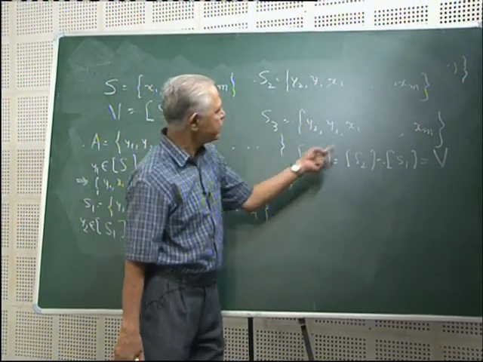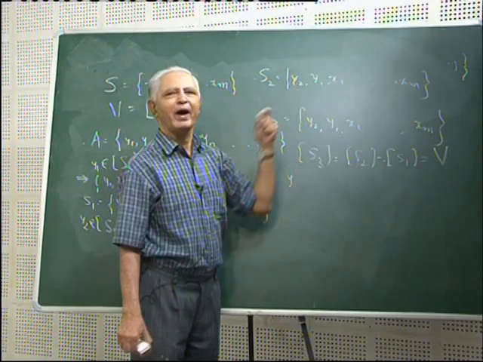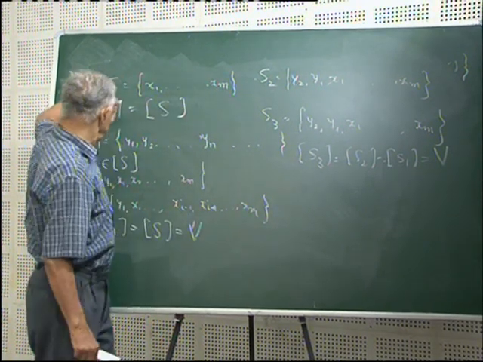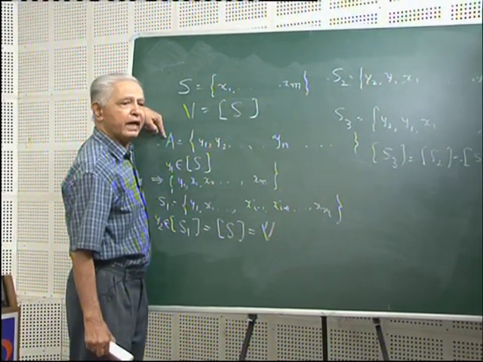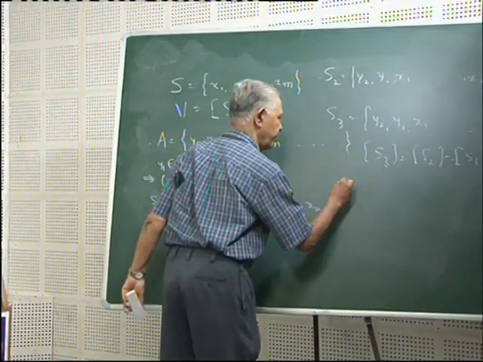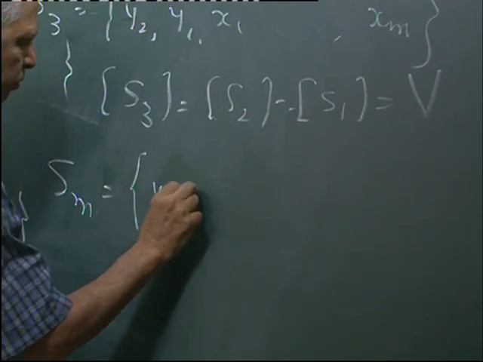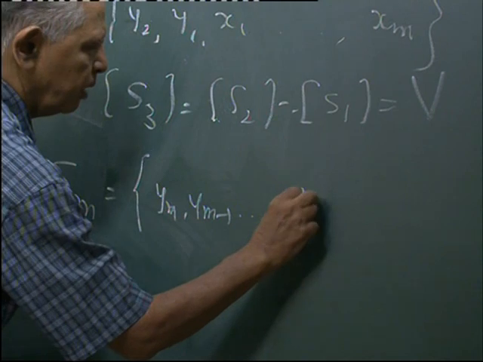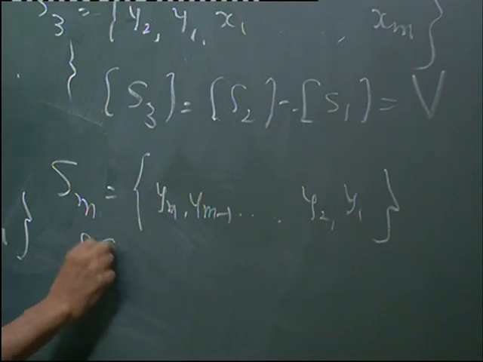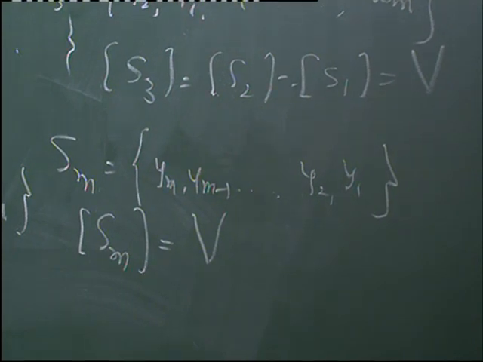At each stage we remove one of these xi and we introduce one of these yj. So, if the number of vectors in set A is greater than m, then the set Sm at the mth step will be of the form {ym, ..., y2, y1}, such that the subspace spanned by Sm is equal to the whole vector space V.